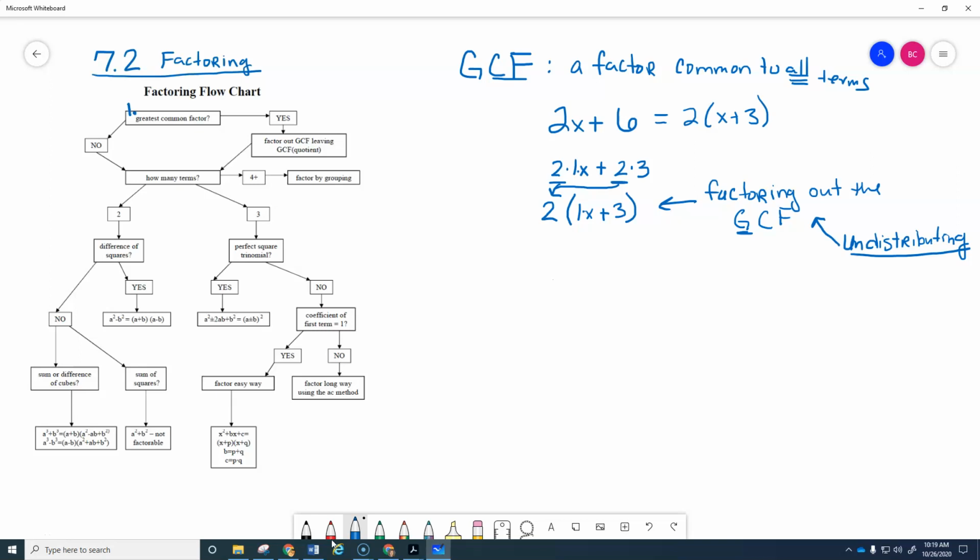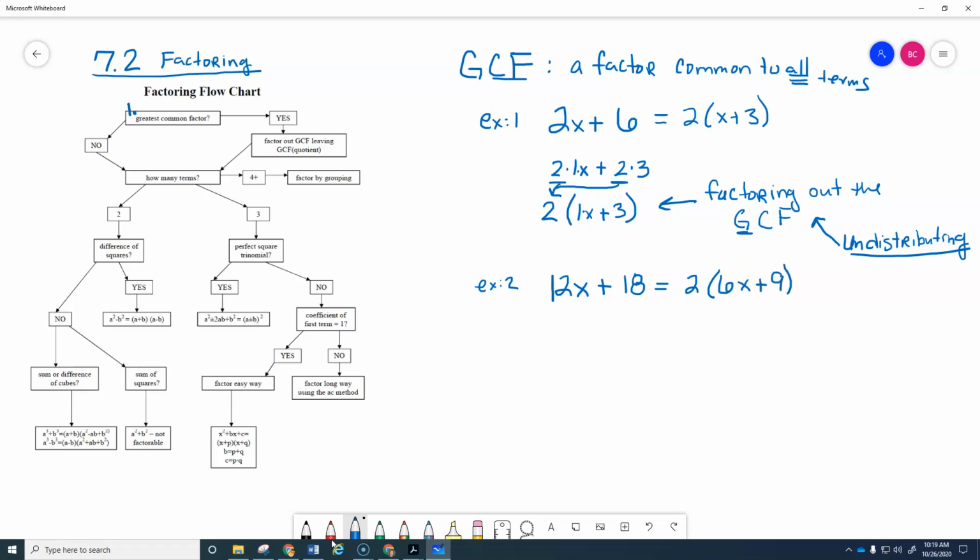Let's do 12x plus, I don't know, 18. Okay. Again, I picked a binomial. This is example 1. This is example 2. I picked a binomial, and you may see real quickly right here that, again, I can factor out a 2. I can undistribute a 2.